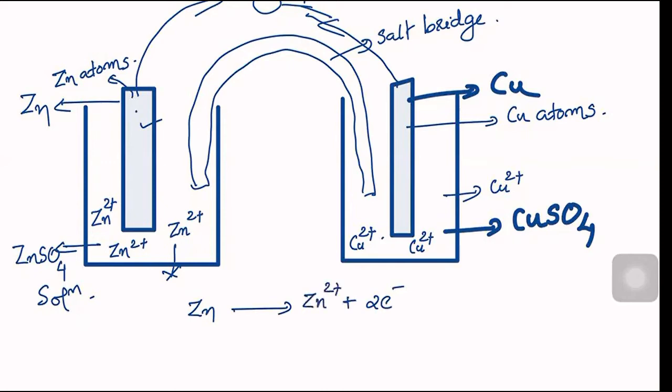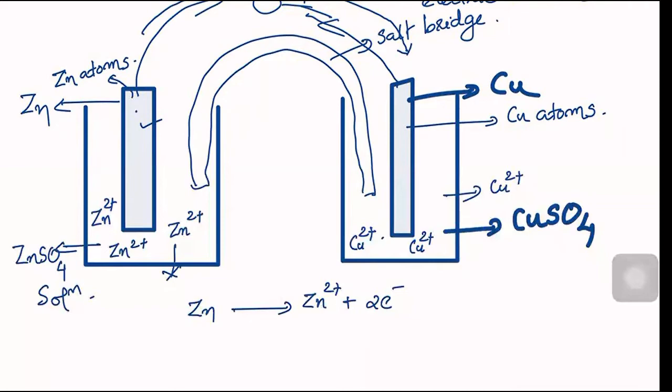Zinc rod now produced 2 electrons. Those 2 electrons will flow from zinc to copper. Electrons flow happened. Electrons flow means electric current. Now we know why we got electric current when we connected these 2 half cells. Any idea? Any doubt? Hope you don't have doubt because you have studied all these things in your school.